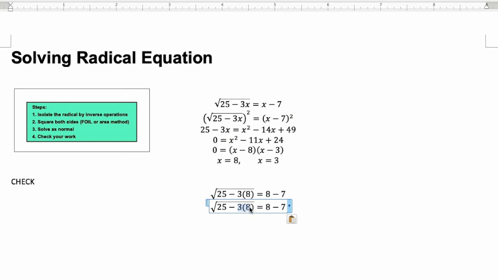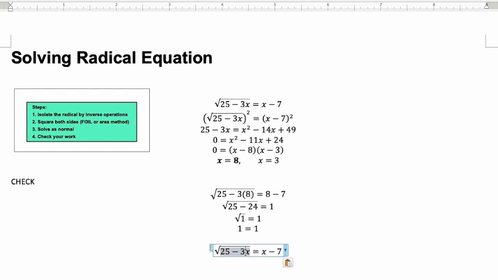Well, this is just going to be 24. This is just going to be 1. So it's going to come down to the square root of 1 is equal to the square root of 1, and we know that's true because the square root of 1 is just 1. So therefore, this checks out as an answer. Totally works.